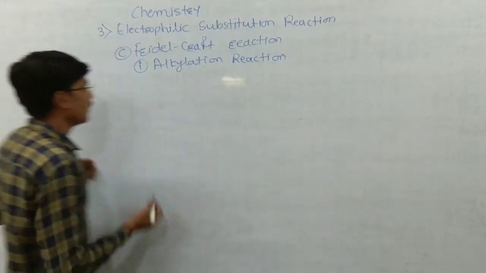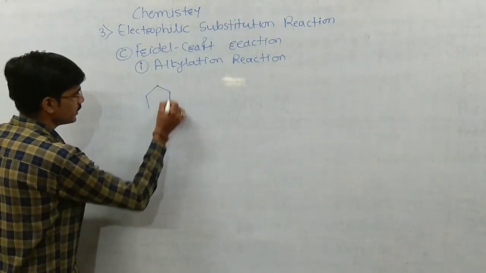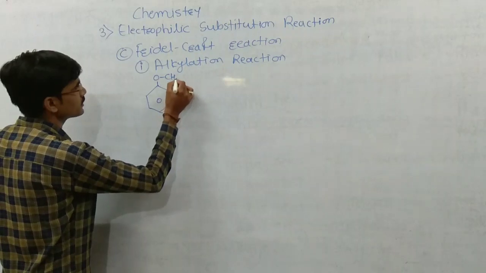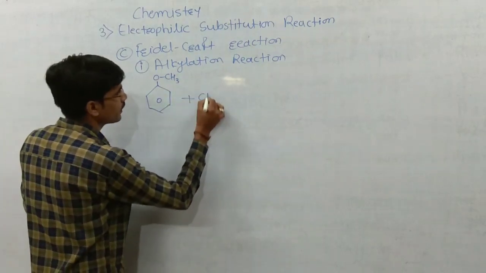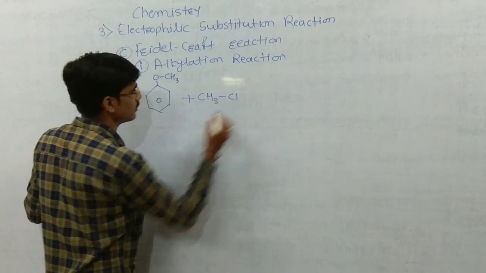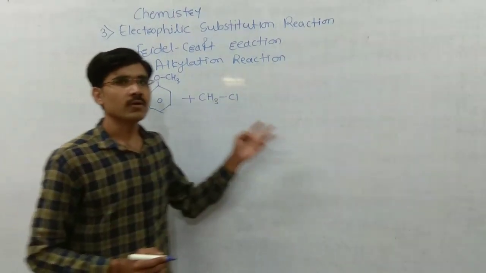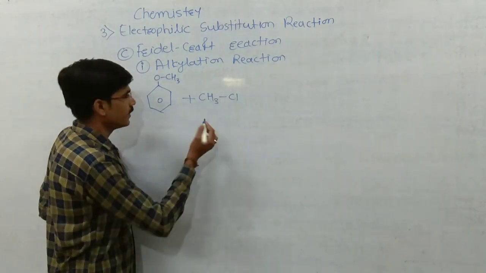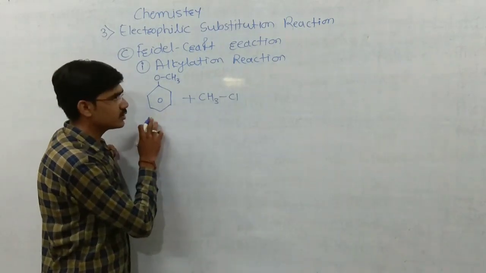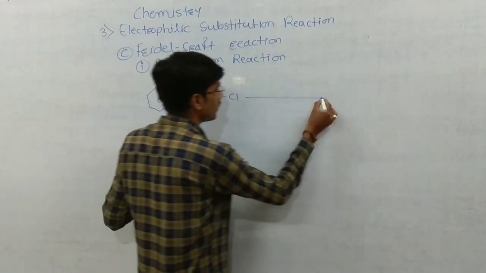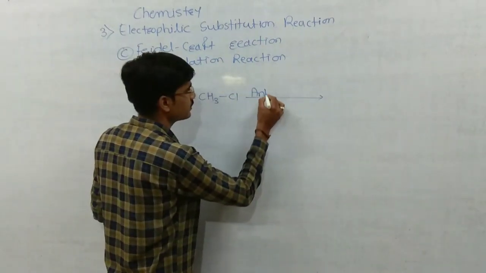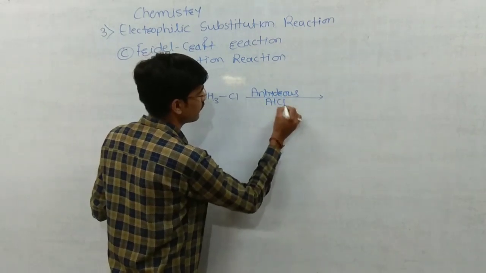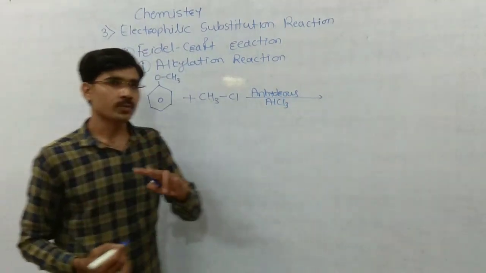Let's see here. First we have taken anisole here, benzene ring attached to oxygen CH3. It reacts with CH3 bond Cl, that is methyl chloride. Any alkyl halide we can take here, but we have taken methyl chloride. Then it reacts with anisole in presence of anhydrous AlCl3. We are getting two products.